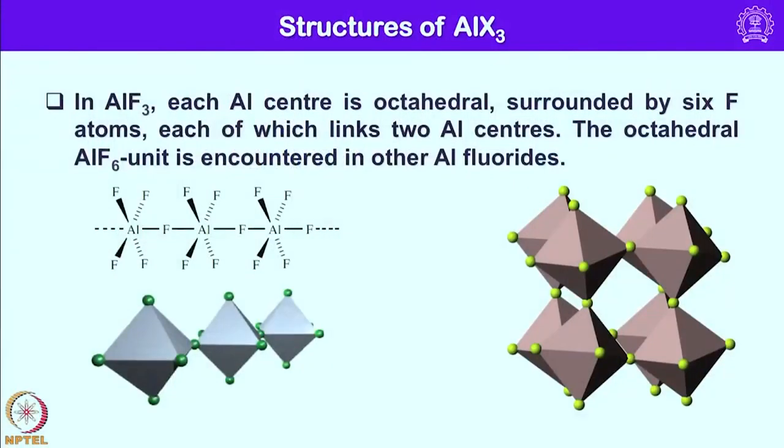Let me show you the structures now. So, here in aluminum trifluoride, each aluminum center is octahedral, surrounded by 6 fluorine atoms, each of which links two aluminum centers in a linear manner, so having an angle close to 180. The octahedral AlF6 unit is encountered in other aluminum fluorides. So, if you just look at the monomeric unit, it looks in this fashion.